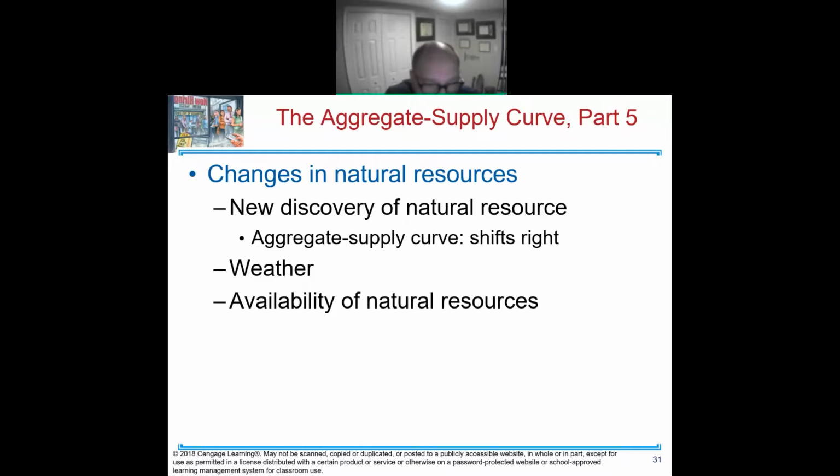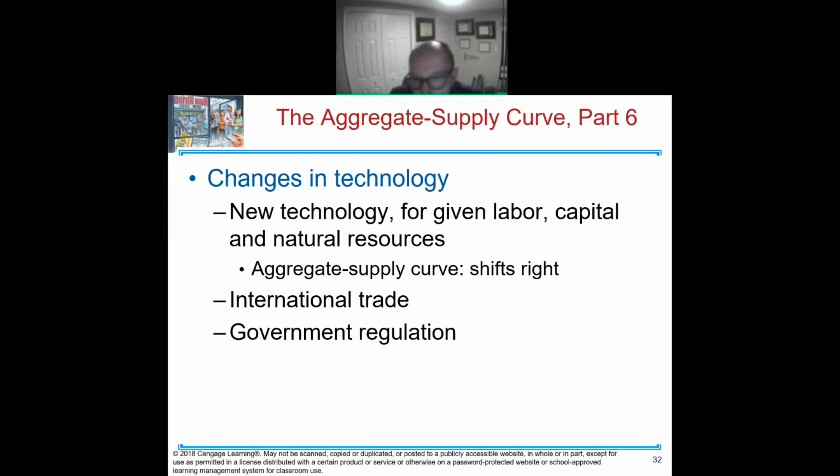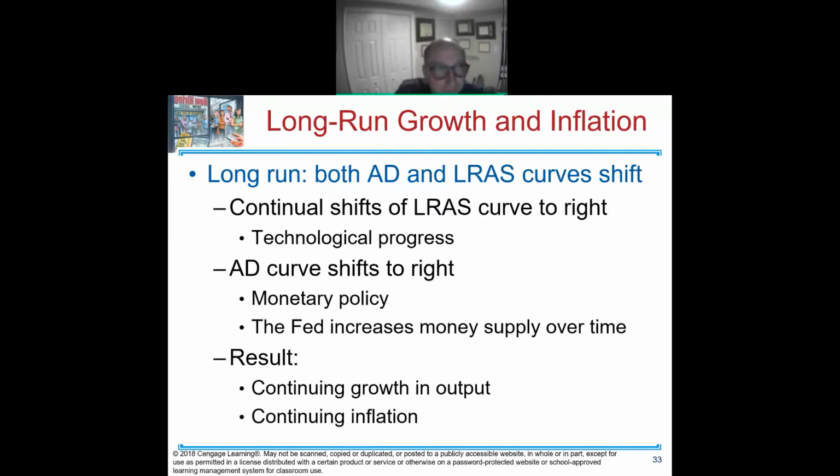When there are shifts in the availability of natural resources, that'll shift the supply curve. When there's new technology available that helps us to solve labor situations or capital and resources, it'll shift the supply curve. International trade, government regulations, when those things change for the better, hopefully, they'll shift the supply curve.